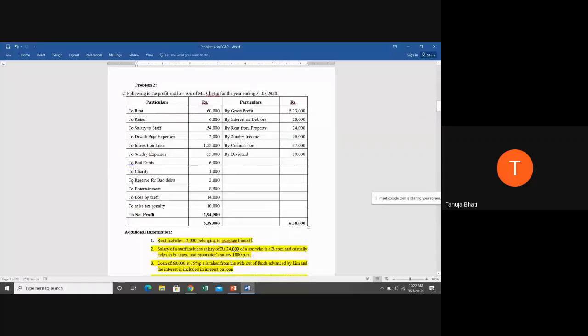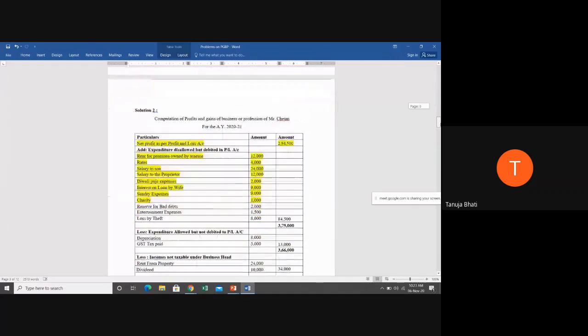Next, to reserves for bad debts. Even in yesterday's problem, we had seen that bad debts is an allowable expenditure, but provision for bad debts, reserves for bad debts, is it an allowable expenditure or a disallowable expenditure? See, bad debts means it is an irrecoverable amount of the debtors, but you cannot create a reserve for that irrecoverable amount. It is disallowed. Therefore, reserve for bad debts or provision for bad debts will be a disallowed expenditure. Therefore, we need to add it back.